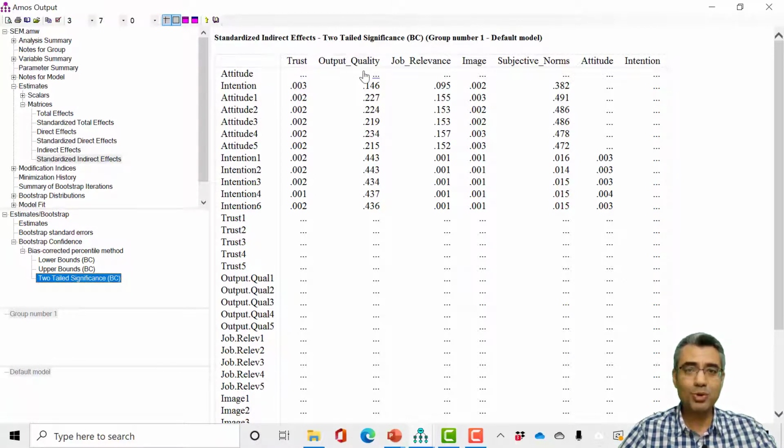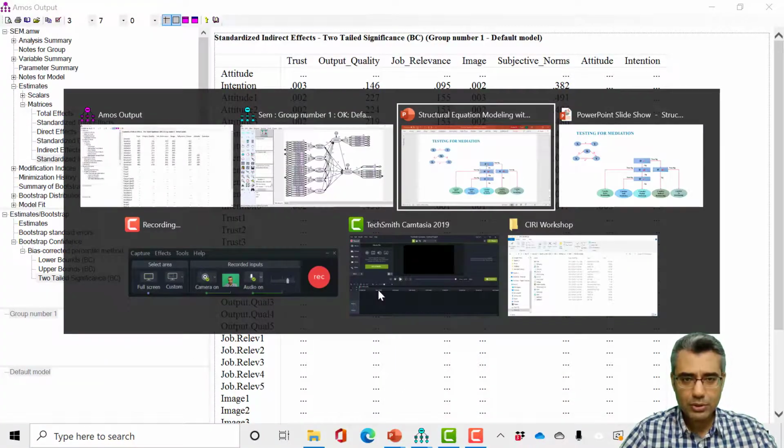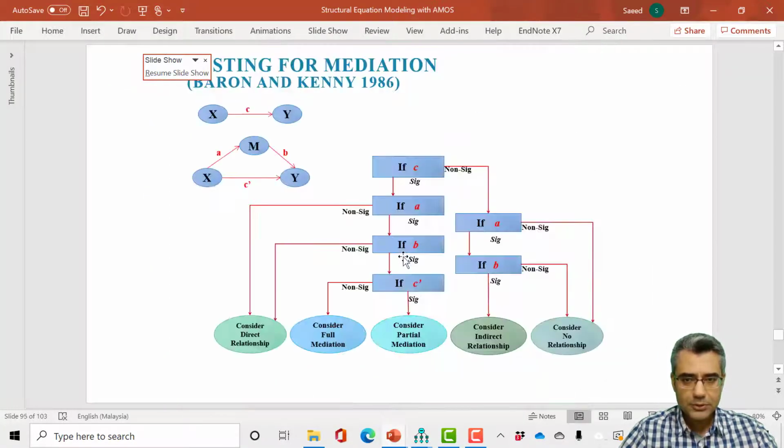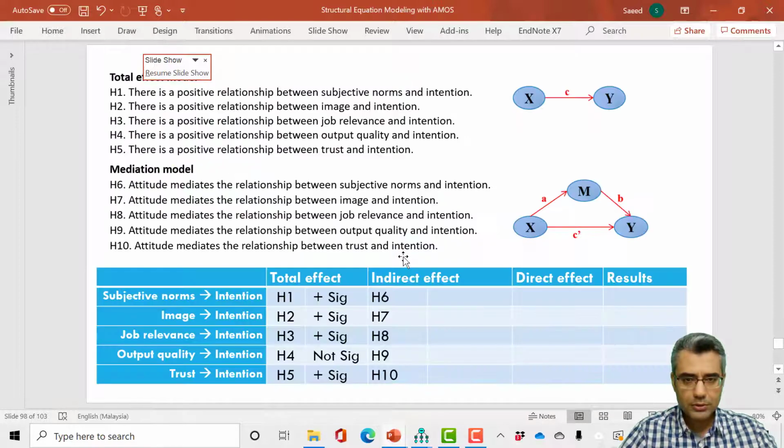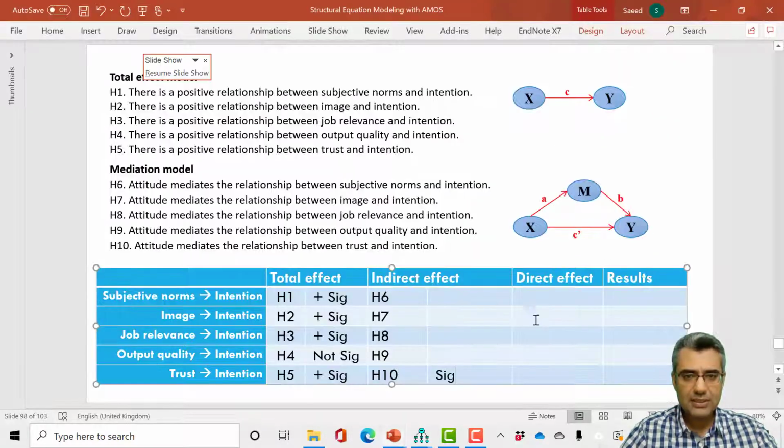Again, you see there's no p-value for many of them because there is no indirect effect to report. And here we are interested in these 5 to intention. All are indirect effect p-values. So the first one, trust, is significant. Trust. I just write here indirect effect is significant. P-value is less than 0.05. Output quality is not significant. Indirect effect is not significant. I just reported.